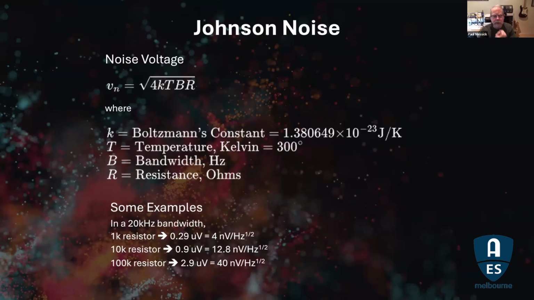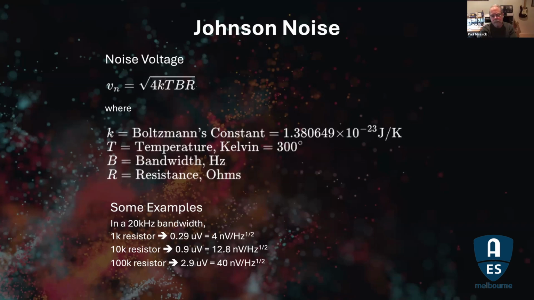A few examples. In a 20 kilohertz bandwidth, a 1K resistor just sitting there, nobody's doing anything with it, all by itself is putting out 0.29 microvolts RMS of noise, which is equivalent to, and we'll get into this a little bit more later, 4 nanovolts per root hertz. That's an interesting number to remember here, because we'll compare it to what some op amps are doing.